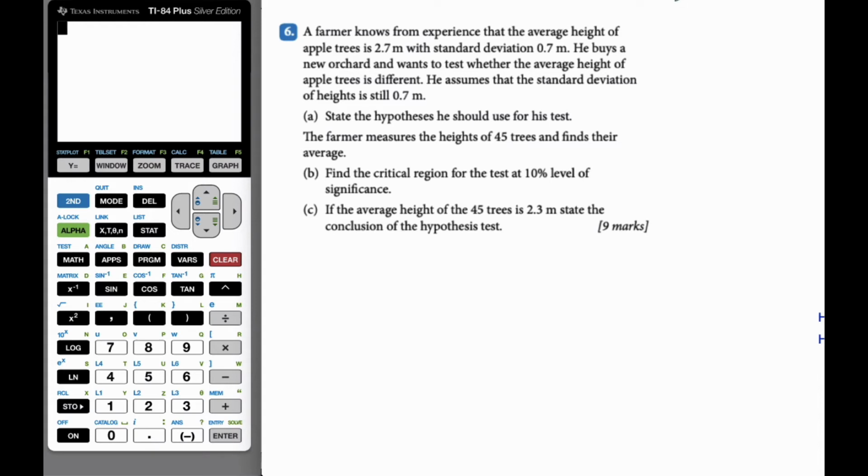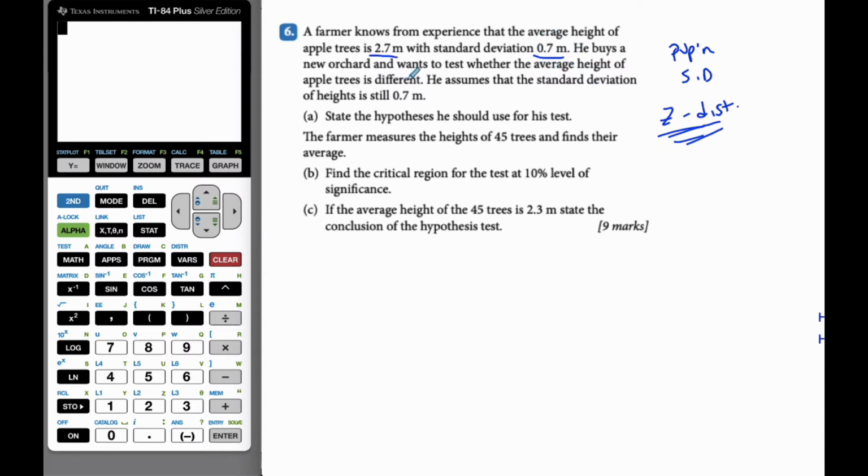Okay, so in this example, we have a farmer who, from experience, knows the average height of apple trees is 2.7 meters with a standard deviation of 0.7. And so at this point, we know this is the standard deviation of the population. Because we know the standard deviation of the population, we are in the z distribution, or the normal distribution. It's all going to be z. If this was an estimate, then it would be t, but we are going to be doing z.